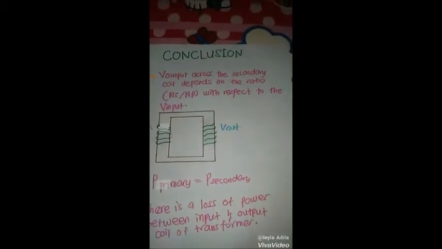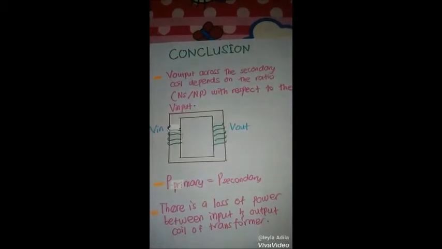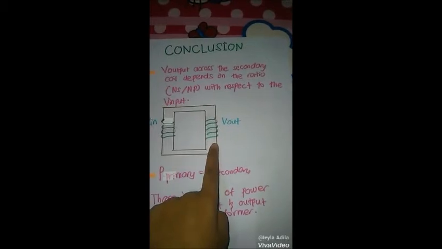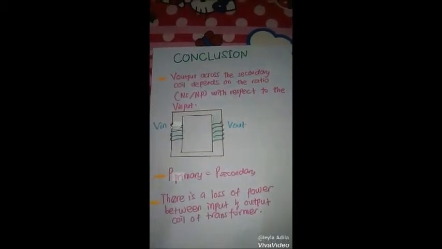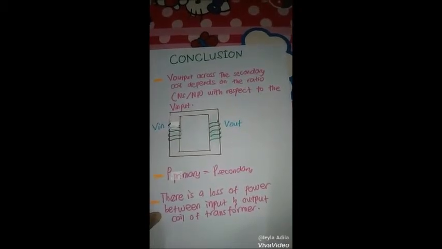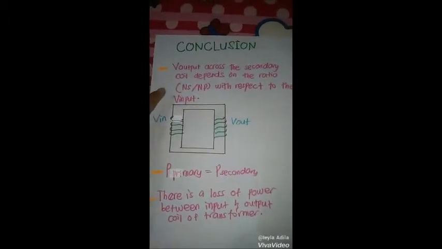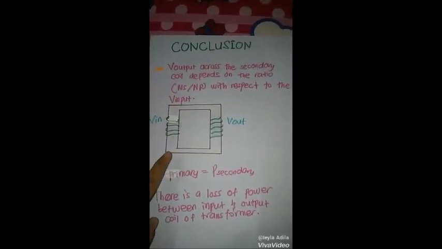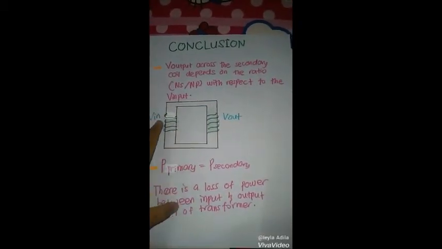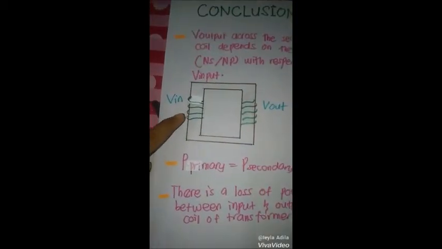Hi, so today I will explain the conclusion of the transformer. The first one is that V output, across the secondary coil, depends on the ratio NS over NP with respect to the V input. NS is the number of coils in the secondary, and NP is the number of coils in the primary.